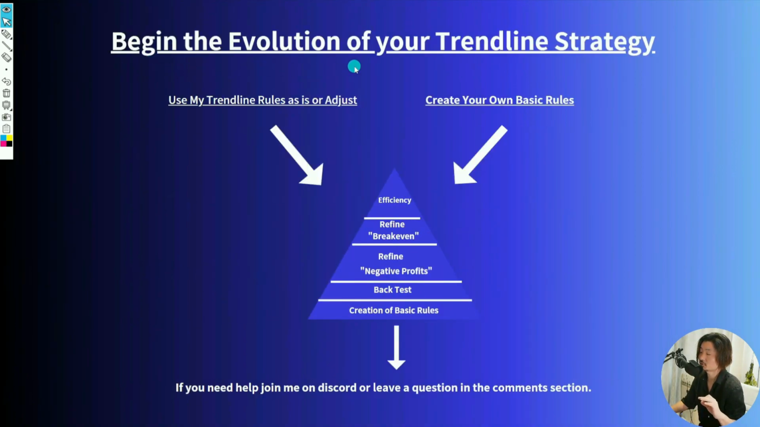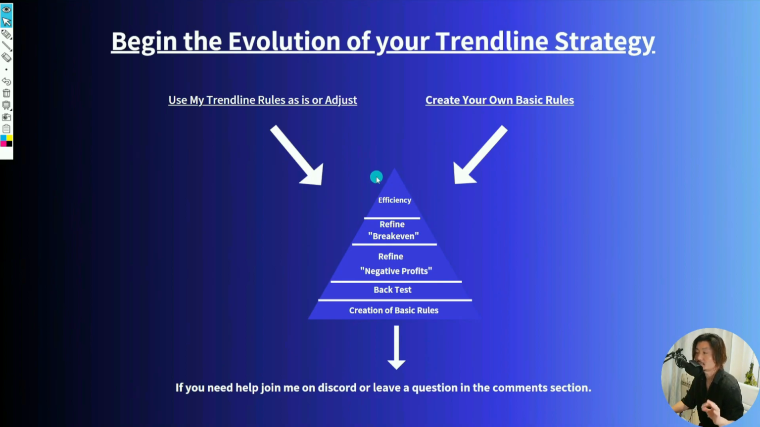Begin the evolution of your trend line strategy. This is an overview of how you want to go about developing your trend line strategy. First of all, you could use my trend line rules that I just explained to you as is or adjust it. So you could tweak it if you want to, using my rules as a bedrock. Or you could create your own basic rules. That's completely up to you. But either way, you're going to have to go through the evolution process of the trend line strategy.